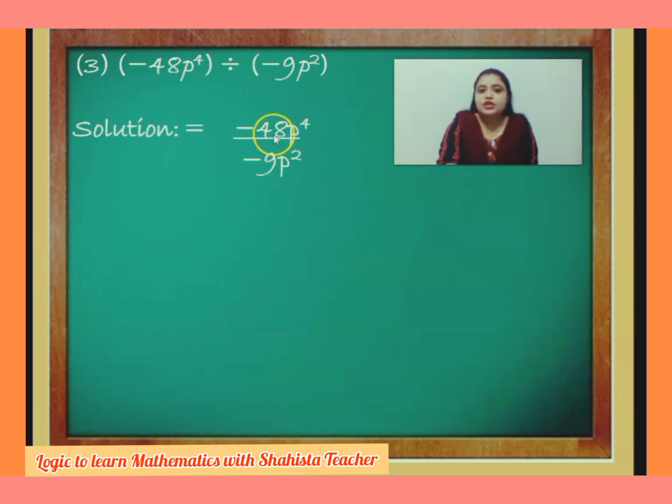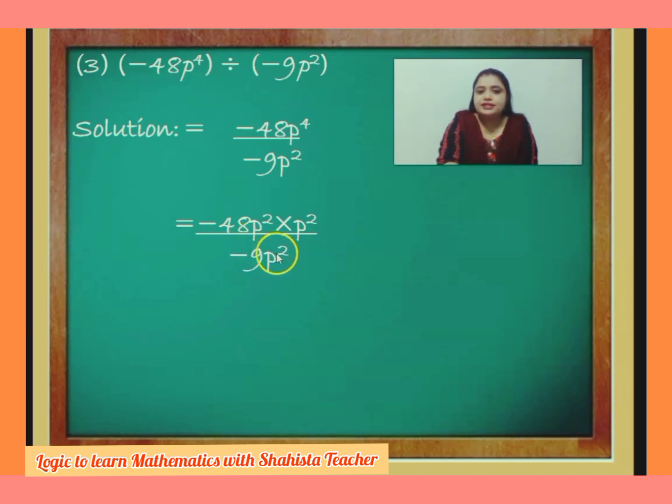Minus 48p power 4 is the numerator and minus 9p square is the denominator. The relationship in minus 48p power 4 is multiplication, so minus 48 multiplied by p square multiplied by p square, because we are finding the common numerator and denominator, since common terms get cancelled. So minus 48 p square multiplied by p square, divided by minus 9p square, which remains as it is.